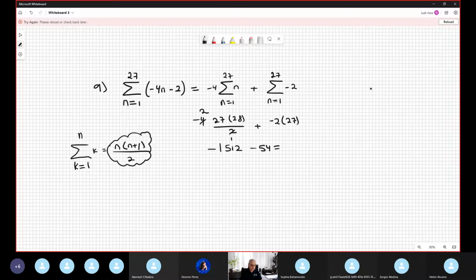And the answer is negative 1,566. It's obvious that we expect a negative value, no? Because every coefficient is negative in this example. It's obvious, right?